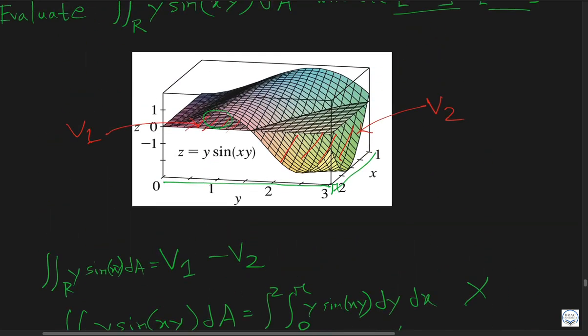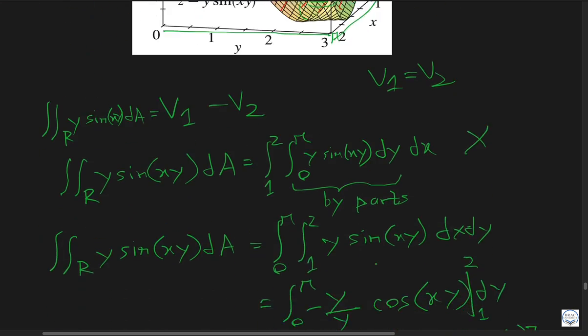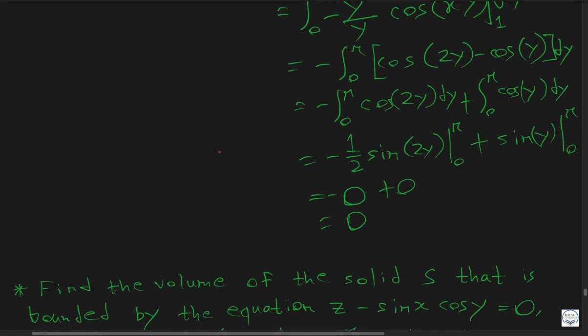This means that the volume here and the volume here are equal. In other words, V1 is equal to V2. There is equal volume above the xy plane and equal volume below the xy plane. Let's do another problem.